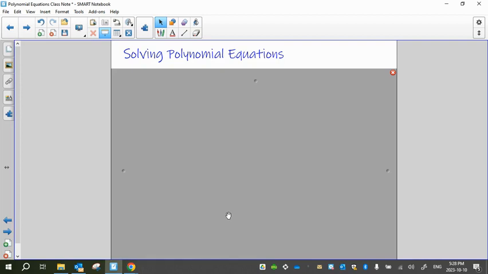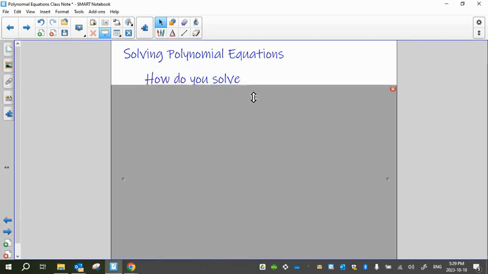Process of solving polynomial equations. This is annotated in our class notes under solving polynomial equations, but this will hopefully clarify it for you. We're going to go step by step through the process. So please come along. Let's begin with something we're familiar with.